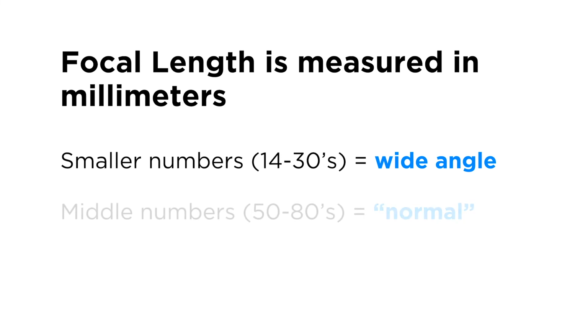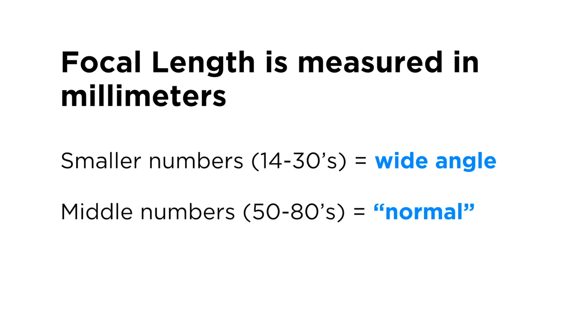And then we get to the middle numbers. Those are called normal because they approximate our field of view for our eyes. So if you want to take a photo that looks like it did when you were just standing there observing it, a normal lens could be a really good way to go. It feels very documentary, very much like this is real.